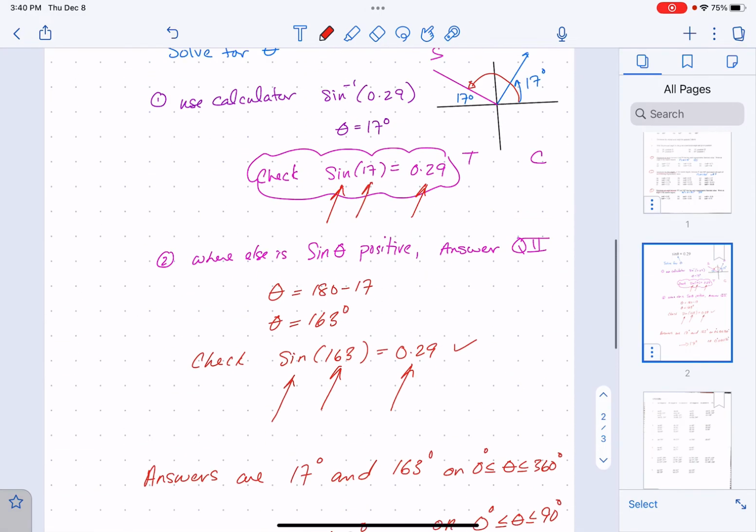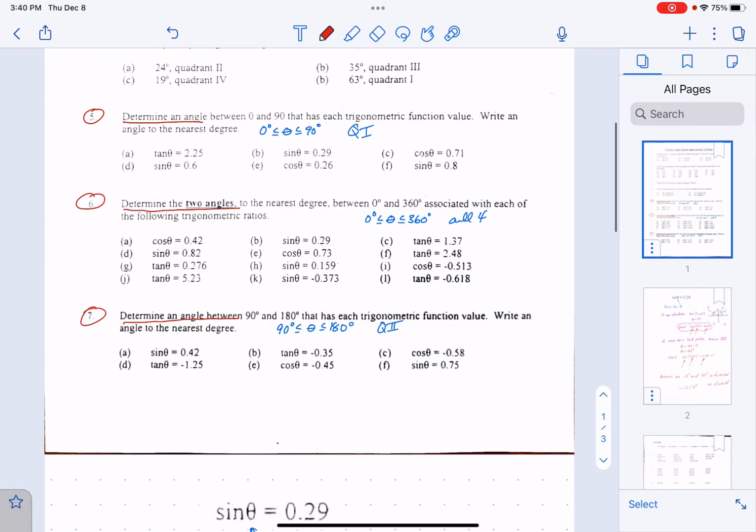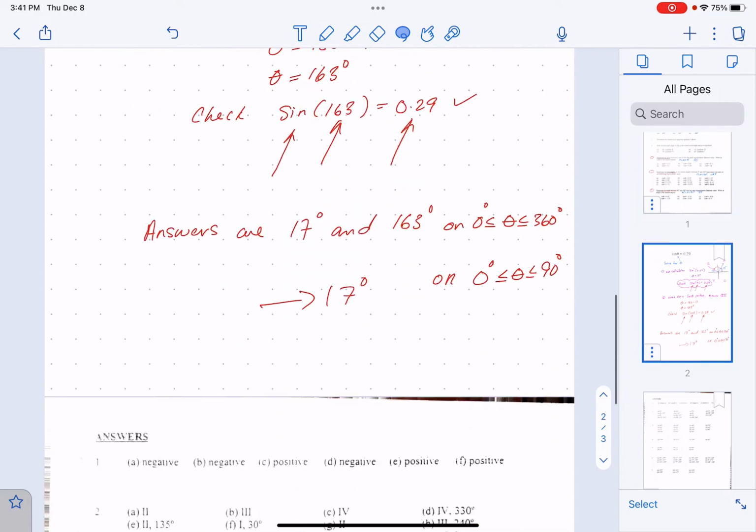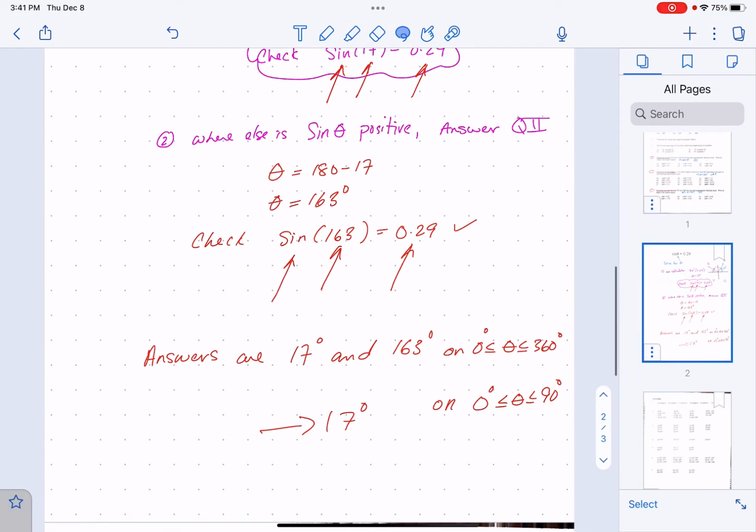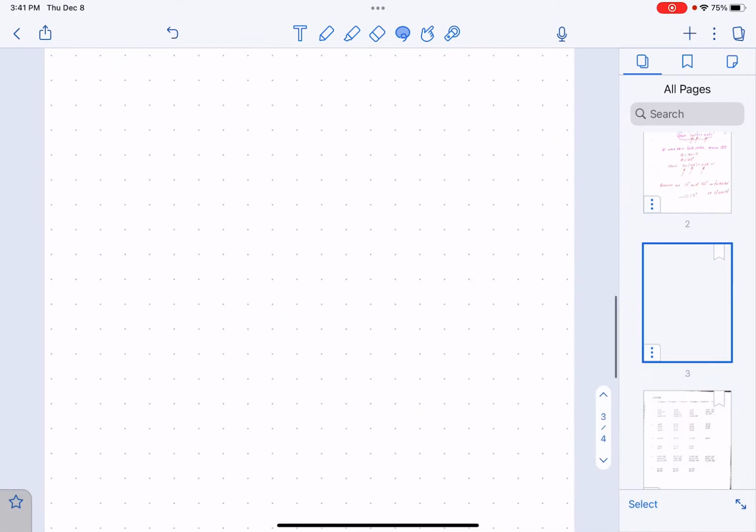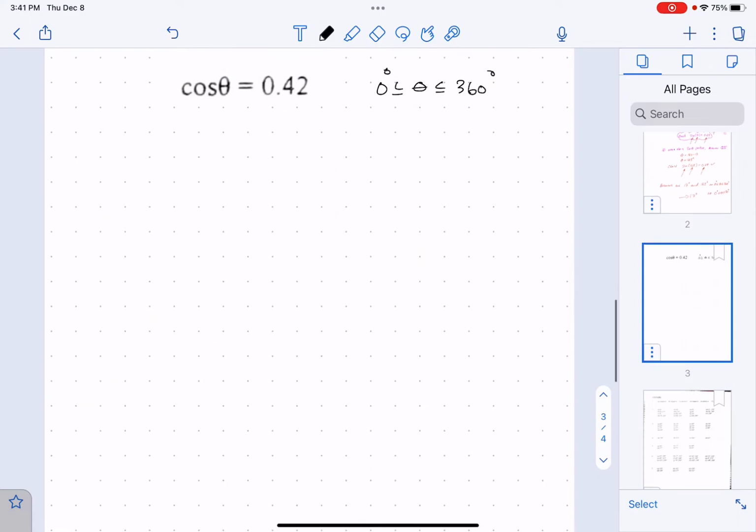Okay, so let's do another one. Let's just see how this works. So let's take number 6. I'm going to pick one of these. I don't know, why don't I pick cosine of 0.42? So let's add another page. And let's do this one. And let's say that my answers can be anywhere between 0 and 360 degrees, so it can be anywhere in the 4 quadrants.